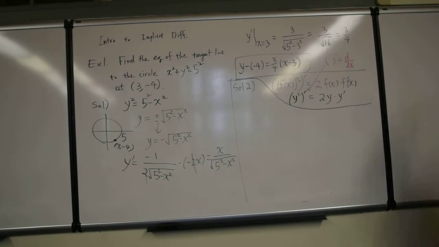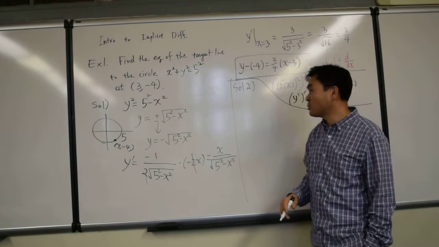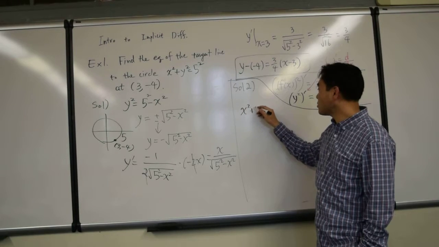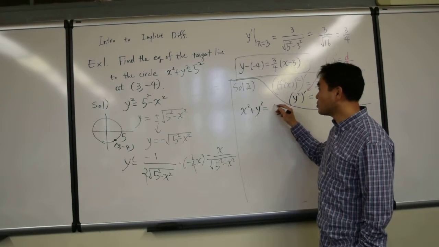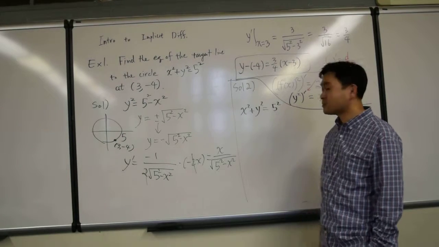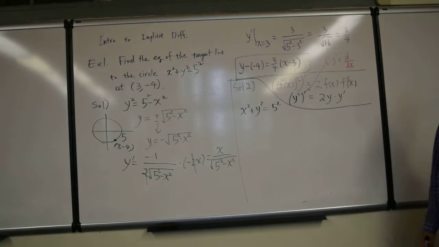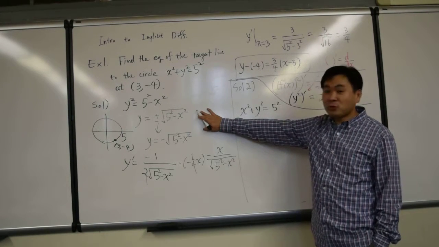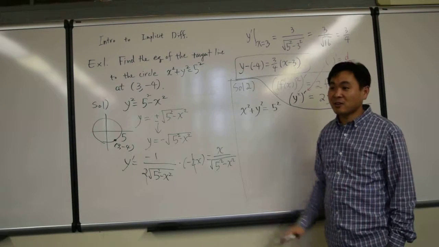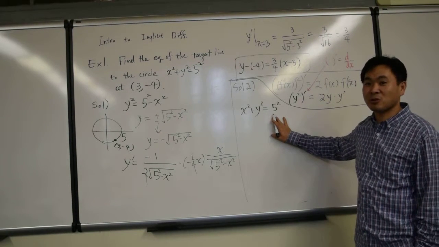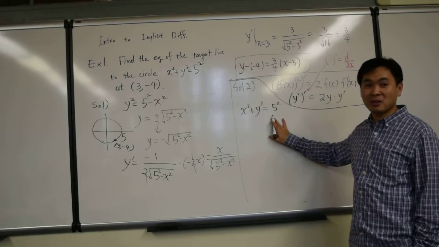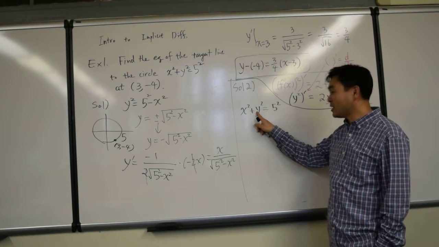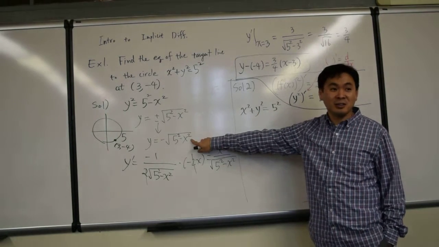Okay, so now let's try to apply this to what we have here. Here we have x squared plus y squared equals 5 squared. Now, before, in the previous solution, we solved for y and then we differentiated, right? Here, we're going to do something outrageous. We're just going to differentiate it without solving. But when we are doing it, we have to keep in mind that y is actually this thing, okay?